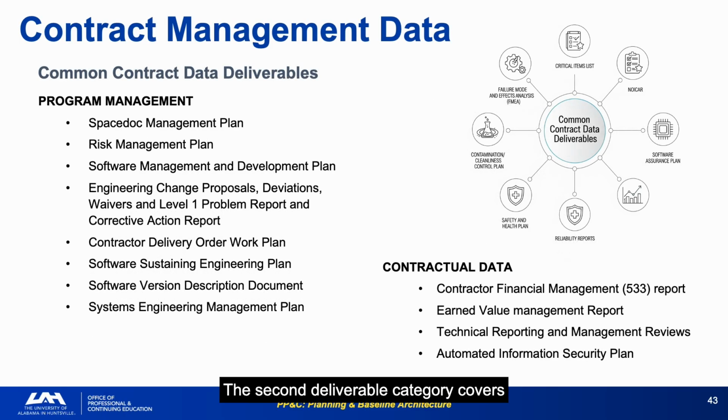The second deliverable category covers contractual and program management data. The Form 533 financial report, EVM reports, technical reporting, and the program management plans that govern execution. The Form 533 Contractor Financial Management Report is the primary financial data source for NASA programs. As Bill describes, it provides labor dollars, overhead, ODCs, subcontracts, and fee, all the cost elements needed for credible analysis.